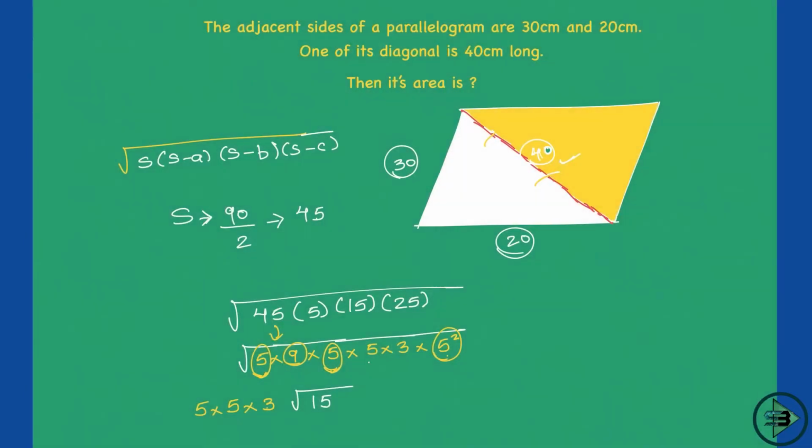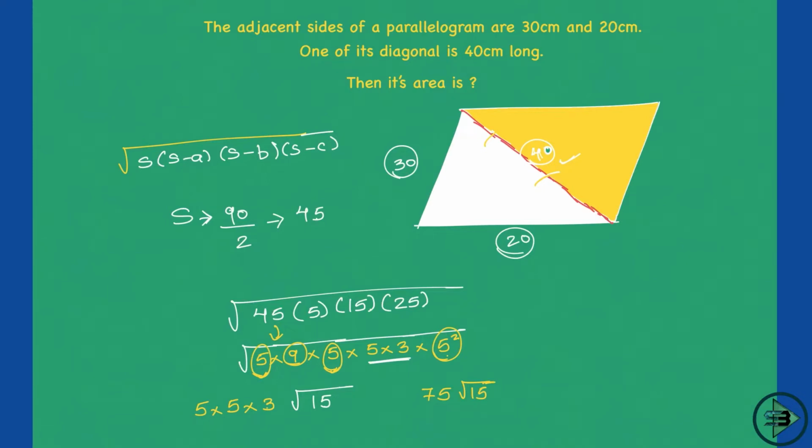There is nothing much that I can do with this now. 5 into 3, which is 15, will be left here, and rest everything is something that I had taken out, whatever was possible. So 5 into 5 into 3. Now what you are left with is 25 into 3, which is nothing but 75. So this turns out to be 75 into square root of 15. This is what you are left with here.